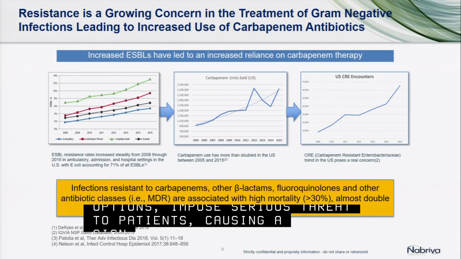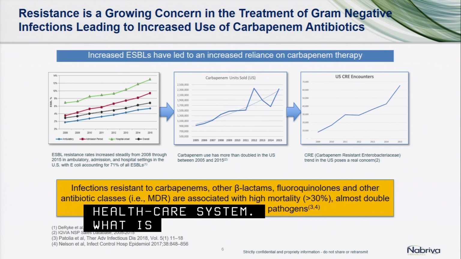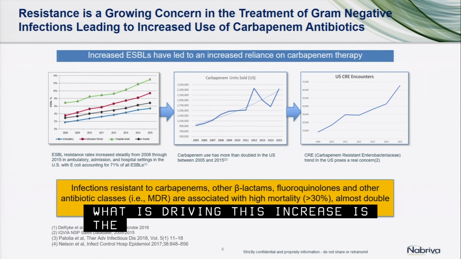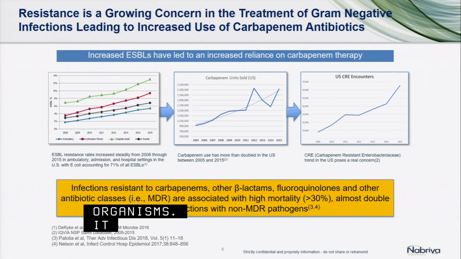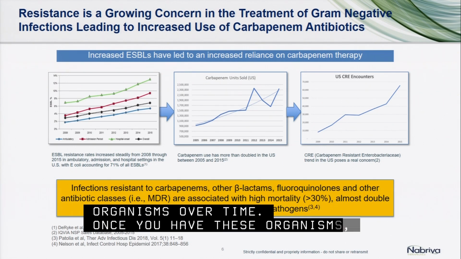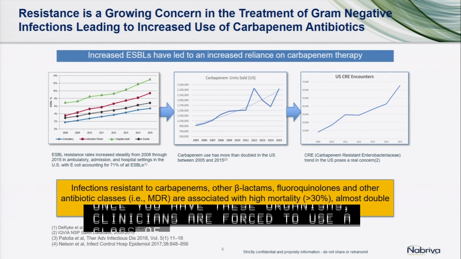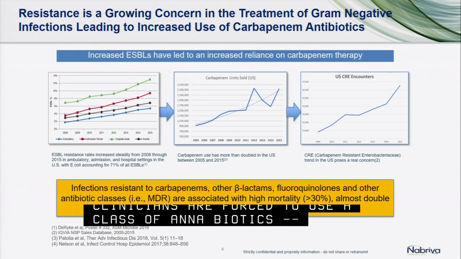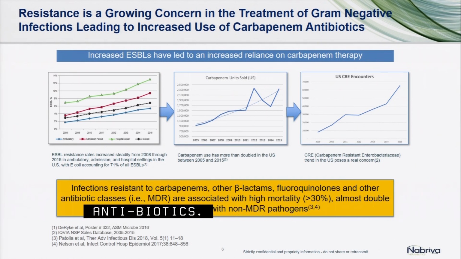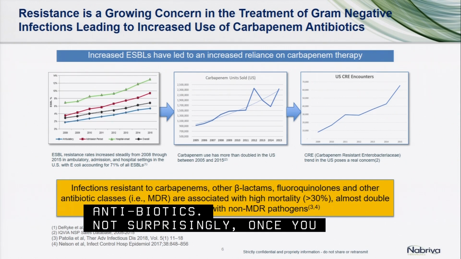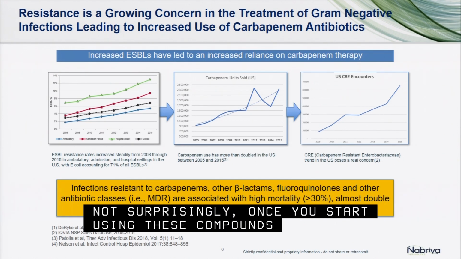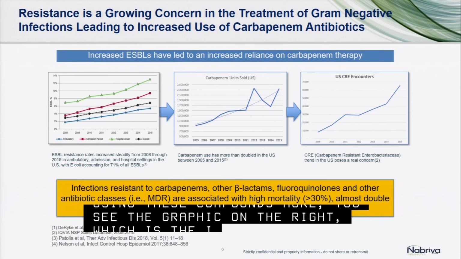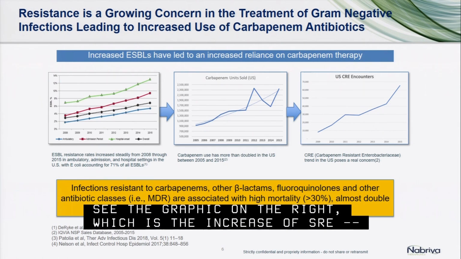What's driving this increase is the increase in extended spectrum beta-lactamase producing organisms. So on the left, you'll see a chart that shows the increasing prevalence of these organisms as a function of time. Once you have these organisms, clinicians are then forced to use a class of antibiotics called carbapenems, which are usually reserved for last-line treatment. They have a very broad spectrum of activity. Not surprisingly, once you start using these compounds a little bit more, you see the graph on the right, which is the increase in CRE, or carbapenem-resistant Enterobacteriaceae. So this is just a perpetual cycle of trying to catch up with the pathogens that are causing these infections.